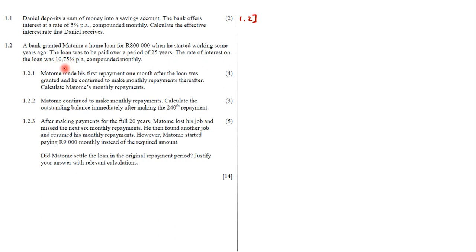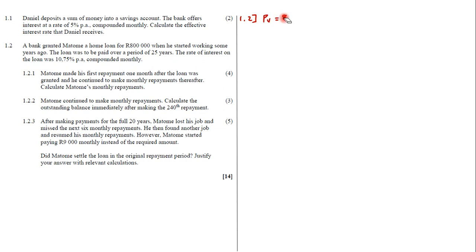All right, reading the instruction is very important to understand. Let's say you are Matome, right? Let's say you are Matome and then you're getting a loan, or you're applying for a loan. So when you're applying for a loan, you're expecting the bank to give you the money now, right? Which is in the present tense. So because of that, this scenario is a present value scenario.